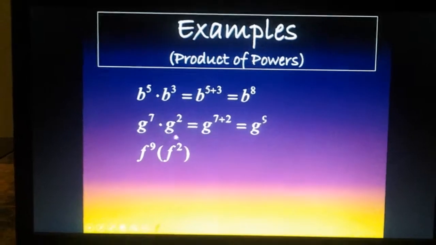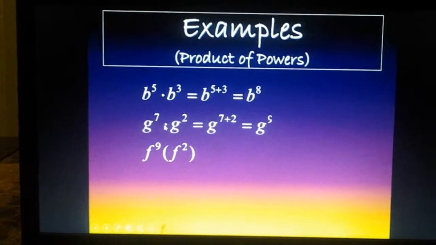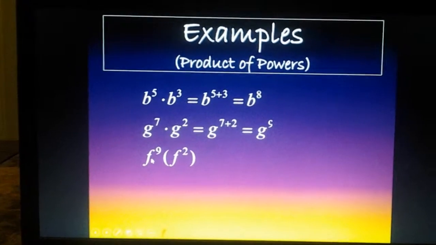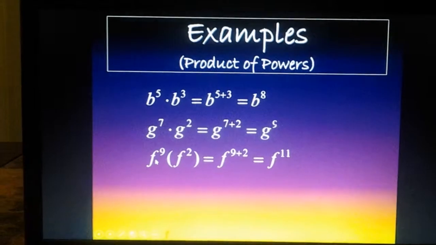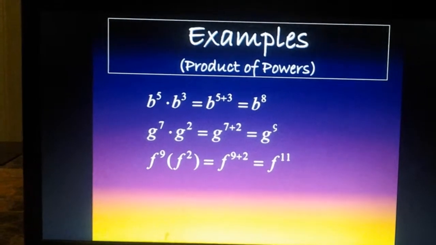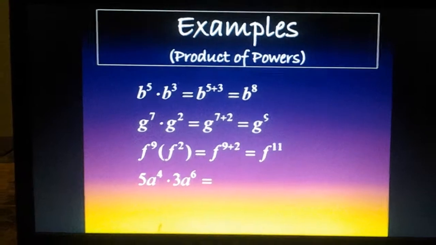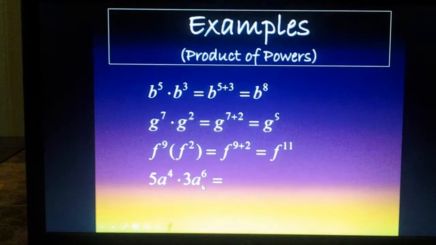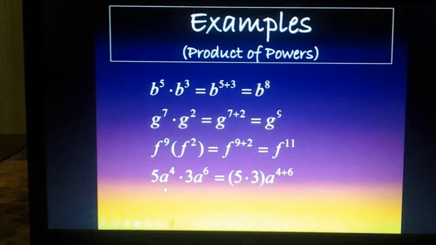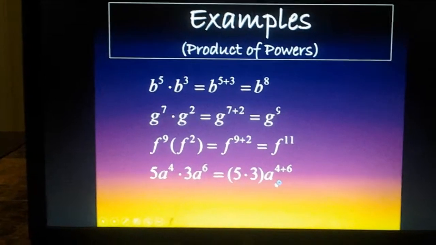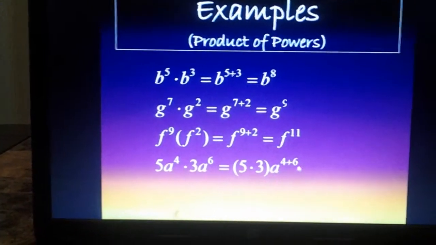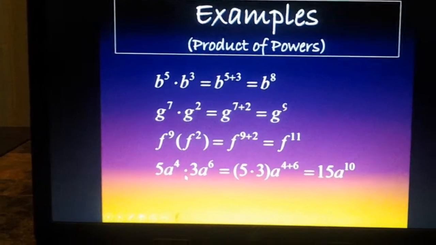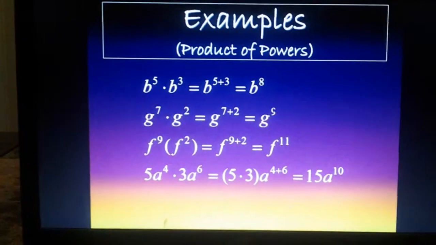Notice this is still multiplication, whether you see parentheses or the dot. Because the bases are the same, I simply add those two together, and I get f to the 11th power. Then last, notice my monomials, my numbers aren't the same, but my variable bases are. So you're just simply going to multiply those two numbers and leave a the same, and simply do what you did earlier because of this multiplication sign. So your final answer is 15a to the 10th power.